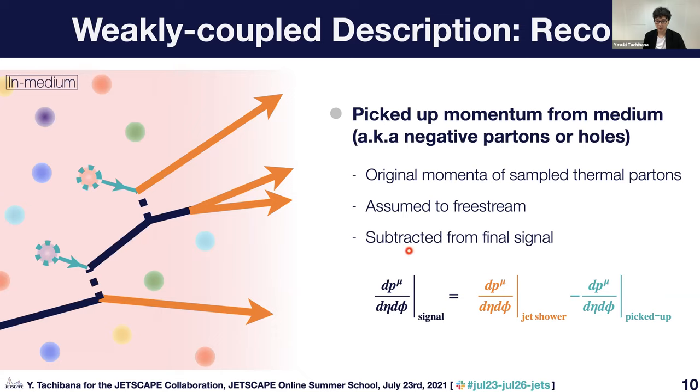So let's say we want to calculate the spectrum of the particles from the jet. Here dp mu d eta d phi signal, and the orange one is the contribution from the jet shower. It's a sum of the contribution from the particles in the final state in the shower. But to have energy momentum conservation, we need to subtract the picked up energy and momentum. So we keep their energy and momentum, and we subtract them to obtain the signal energy and momentum here. This is the so-called weakly coupled description of the medium response in JETSCAPE.